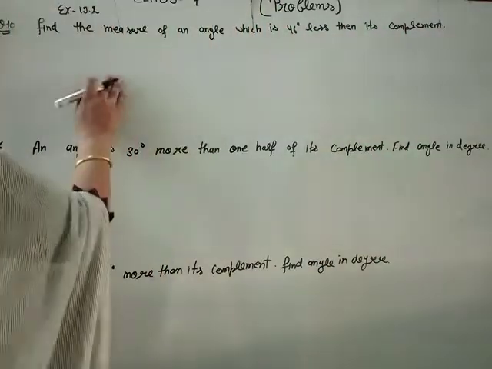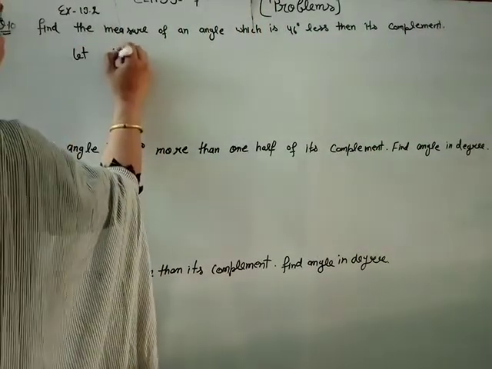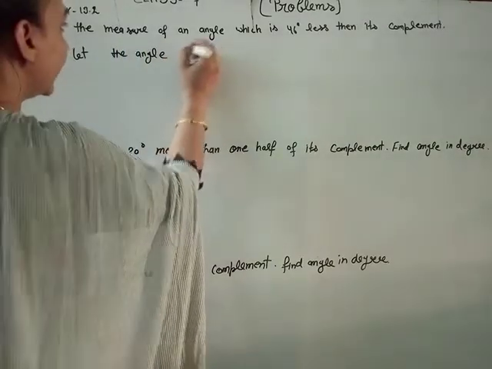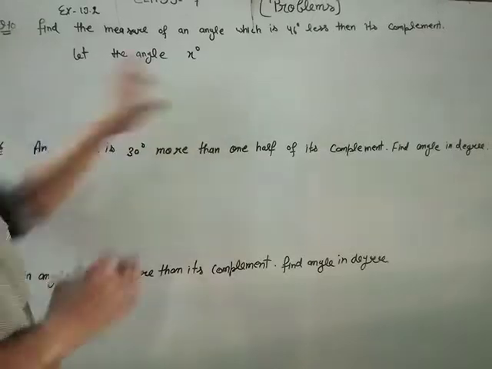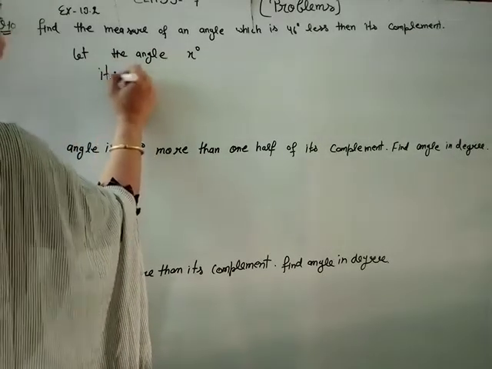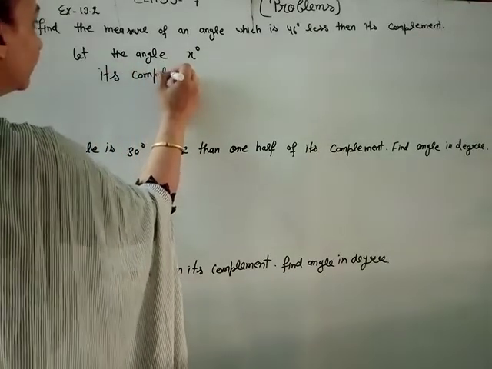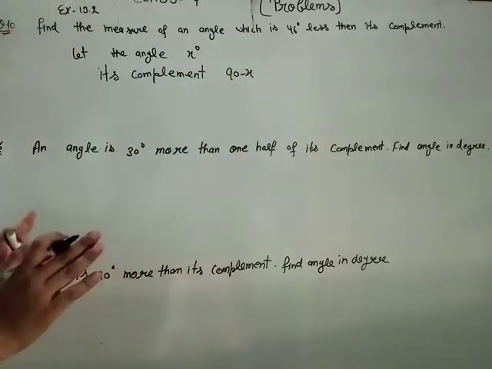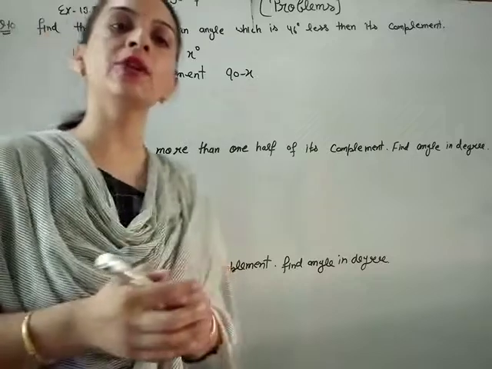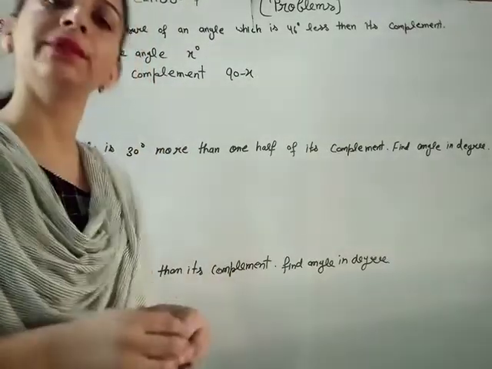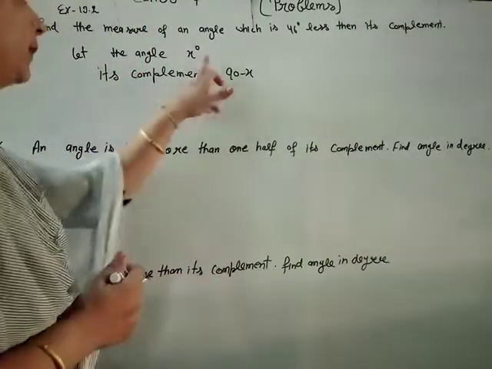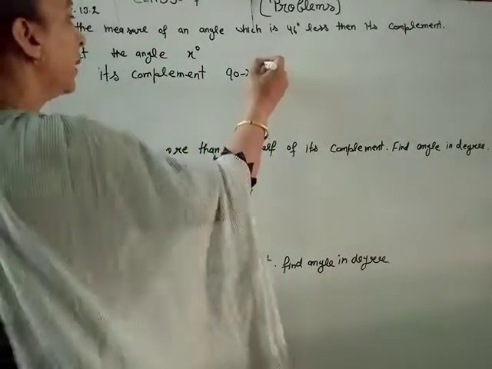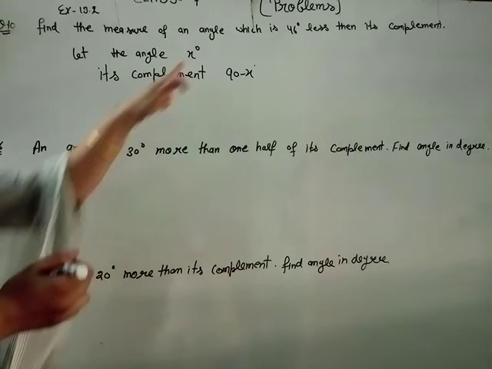So students, first let the angle equal x degrees. Then its complement is 90 minus x. We know about complementary angles: two angles are complements of each other if the sum of the two angles equals 90 degrees. So if the first angle is x, then its complement is 90 minus x.